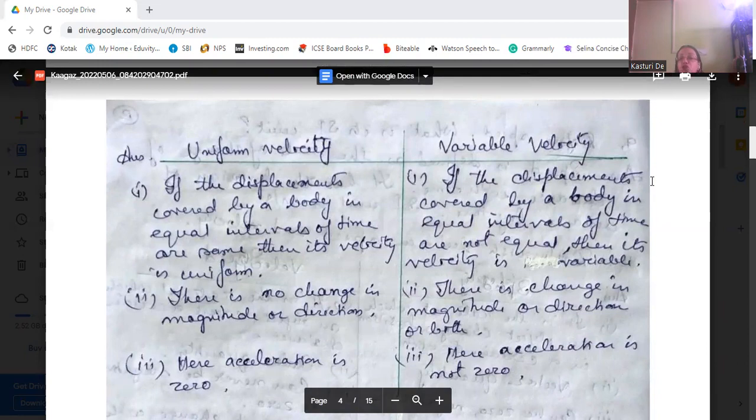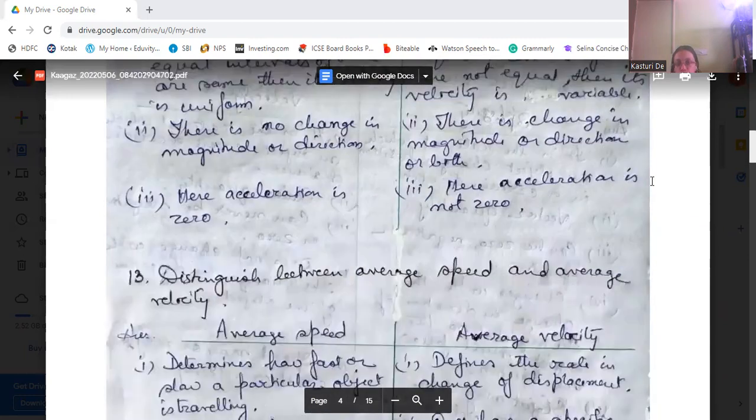In uniform velocity, there is no change in magnitude or direction, whereas in variable velocity, there is a change in magnitude or direction or both. In uniform velocity, acceleration is zero, whereas in variable velocity, acceleration is not zero.